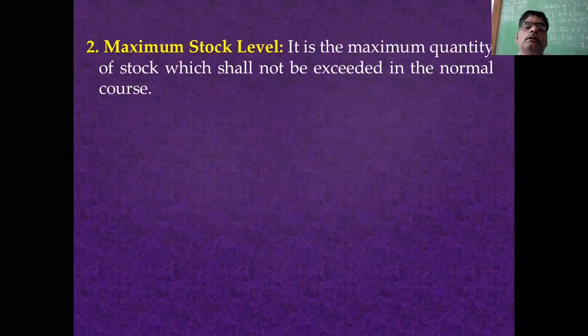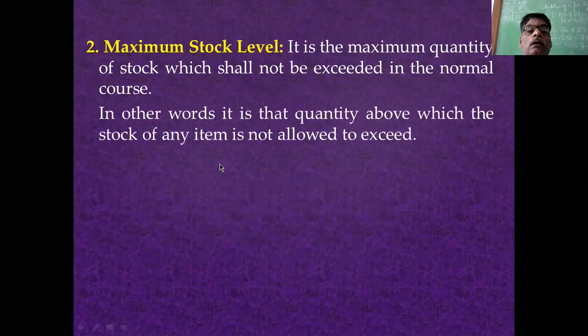Third level of stock is maximum stock level. Maximum stock level means the level of stock or quantity to be stored to the maximum extent in your store. What is the maximum quantity to be stored in the godown? That is called the maximum stock level.